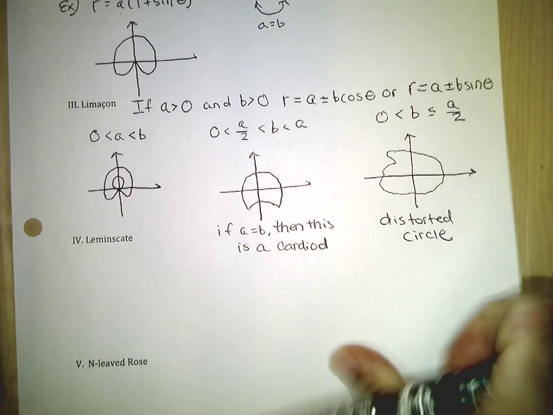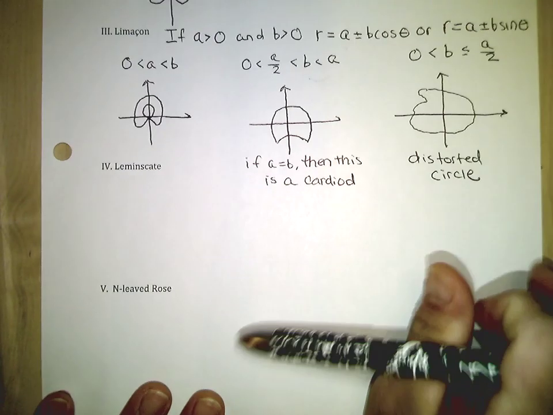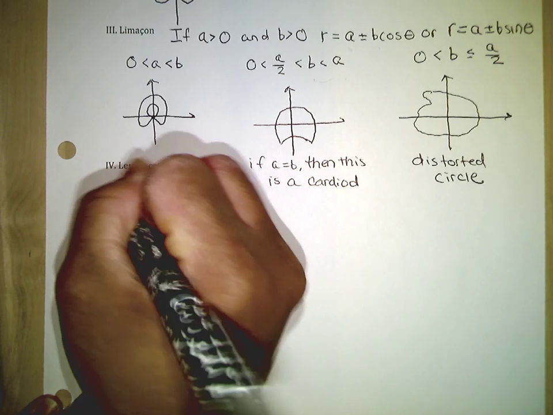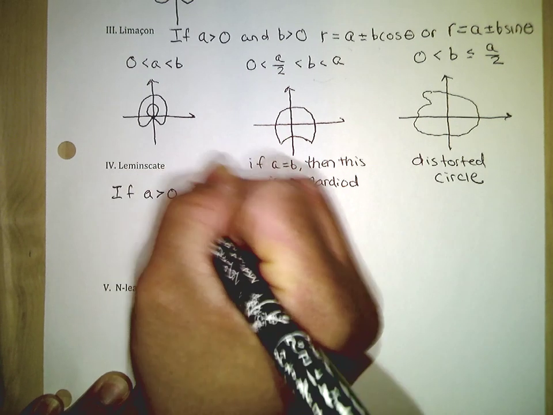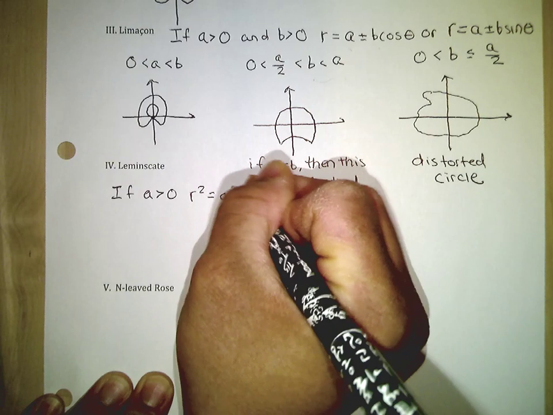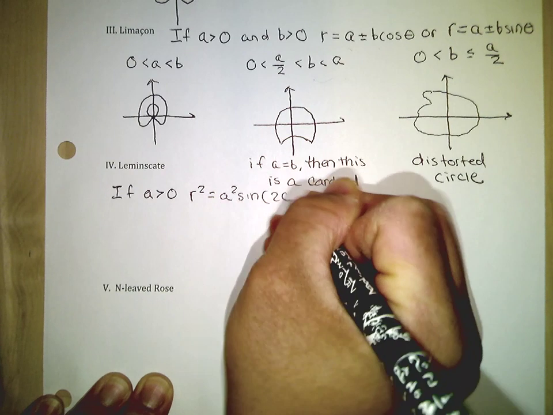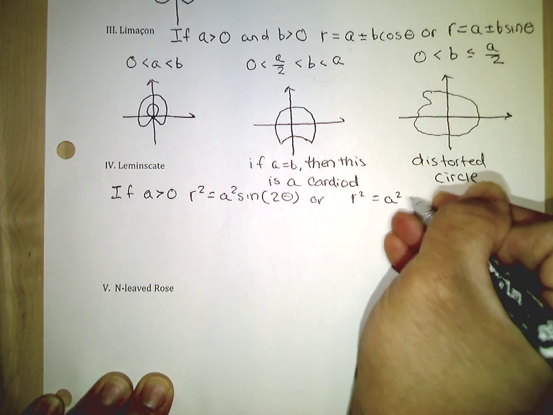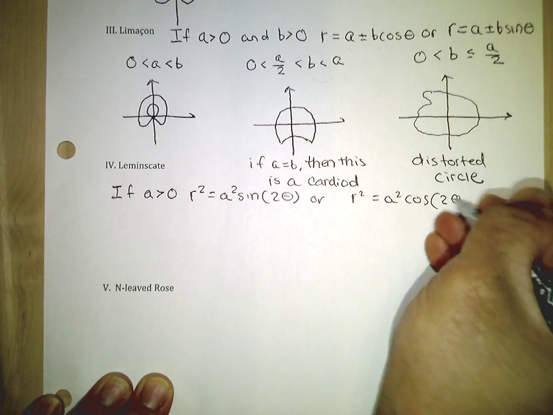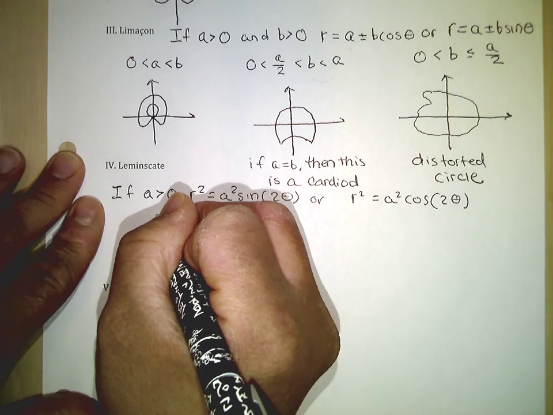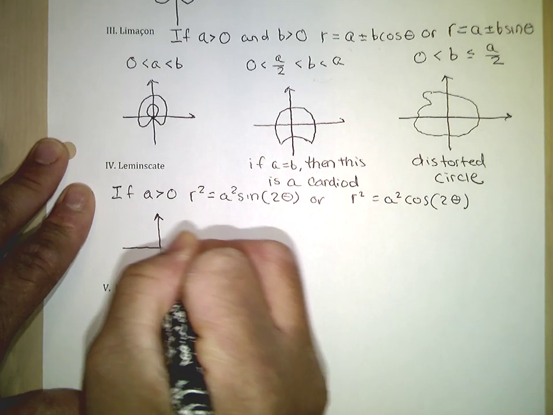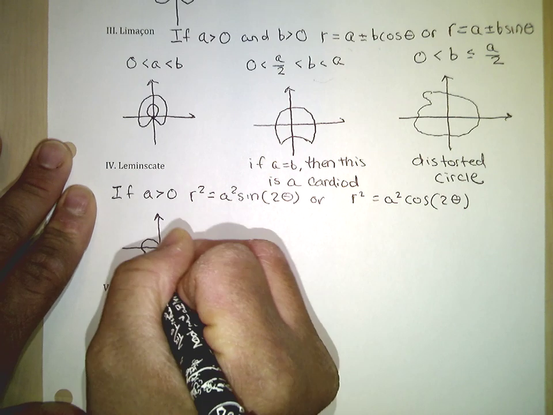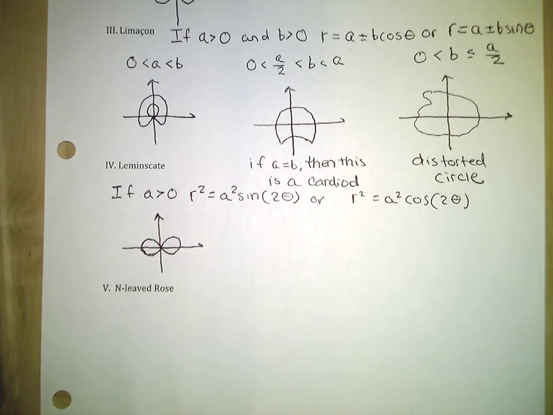Very good. Now, a lemniscate: if a is greater than 0 and r squared is a squared sine of 2 theta, or r squared is a squared cosine of 2 theta, you'll get a lemniscate. And a lemniscate is just what most people would probably call an infinity sign or something to that effect.